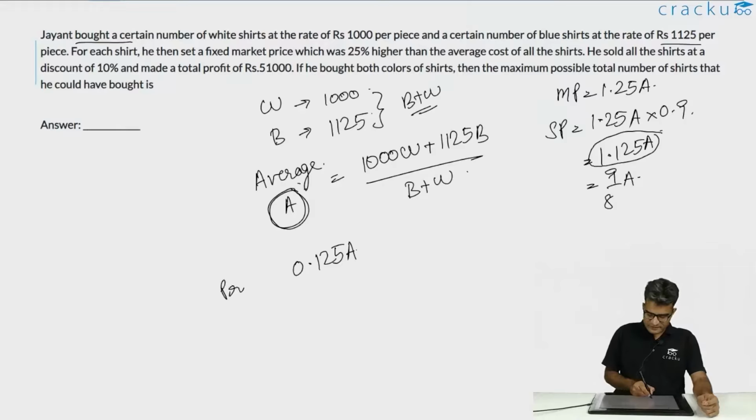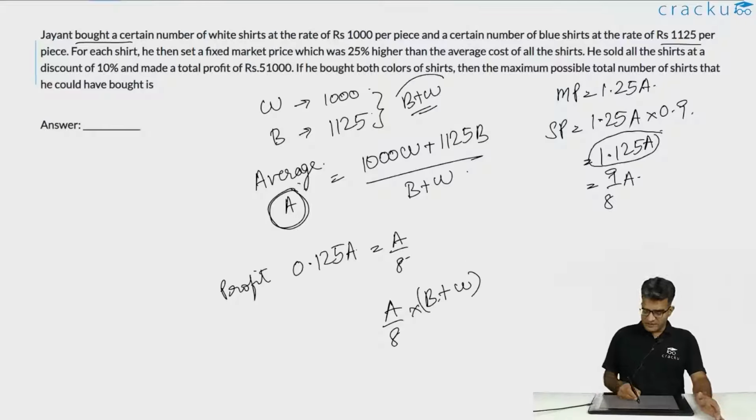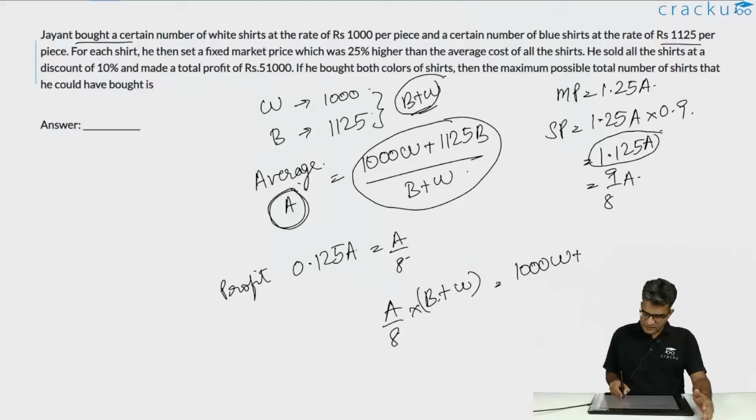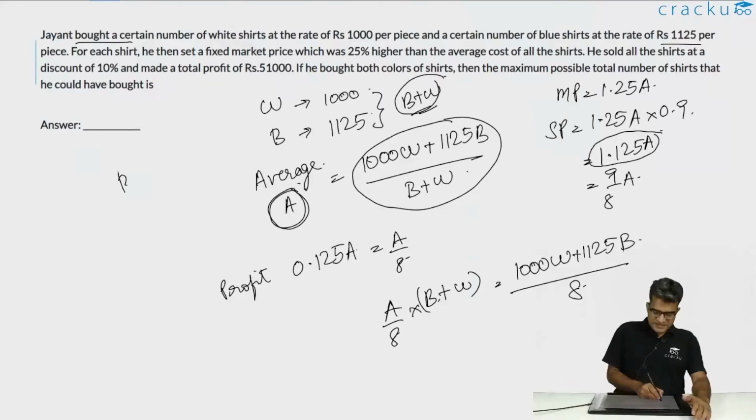This is the profit, which is basically equal to A by 8. So the total profit that he made will be A by 8 into B plus W, which is the total number of shirts. But we know that B plus W is the total number of shirts and the value of A is this. So the total profit that he made will be equal to (1000 W plus 1125 B) divided by 8.